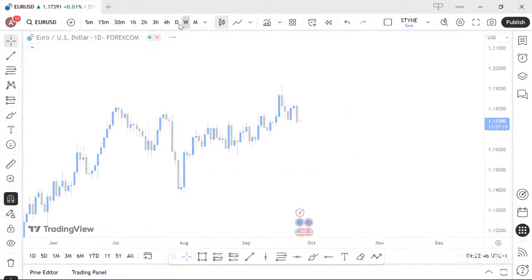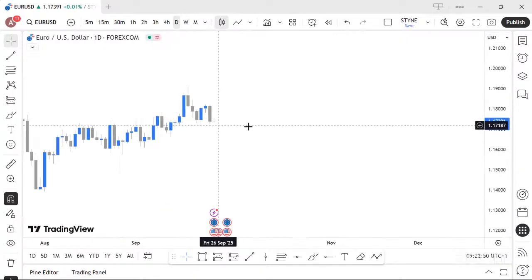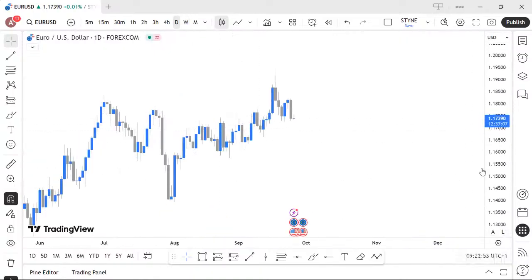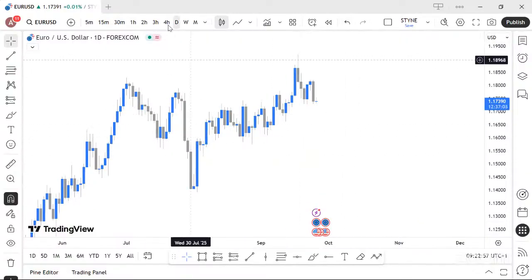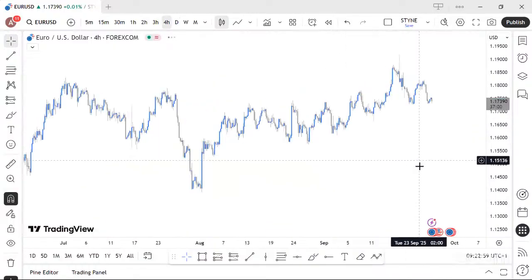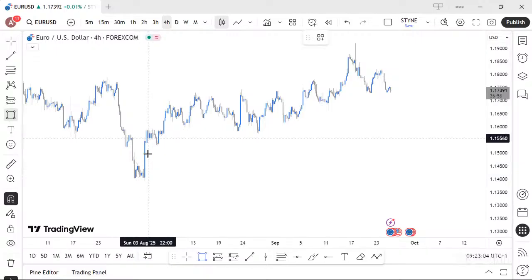So currently on the weekly, there is no sweep up or down. Daily, same thing. There is no sweep up or down. But you know that we're bullish on Euro USD. So on the 4 hour time frame now, this is an area where price can come back to trade in the future, right?